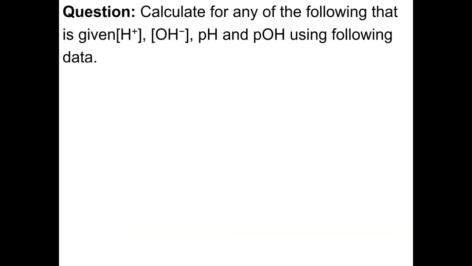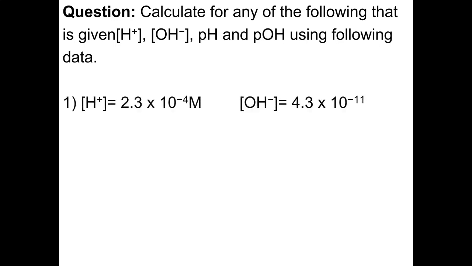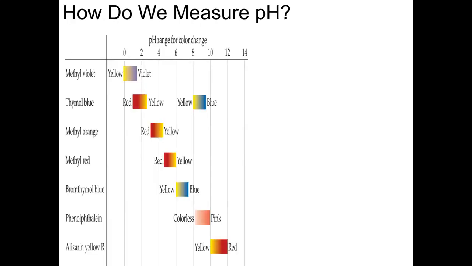All right, to calculate any of the following that is given, H plus, OH minus, pH, pOH, using the following data. So here's my H3O, here's my OH minus. To get my pH, just take the negative log of that, which is 3.64. For pOH, it's just the negative log of 4.3 times 10 to negative 11, which is about 10.36. And that's all I'm going to say about that.